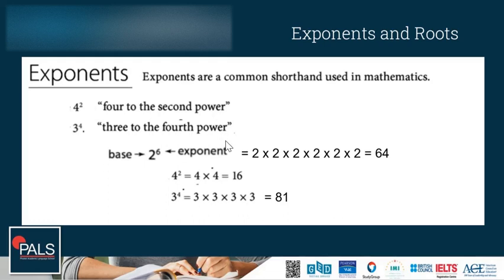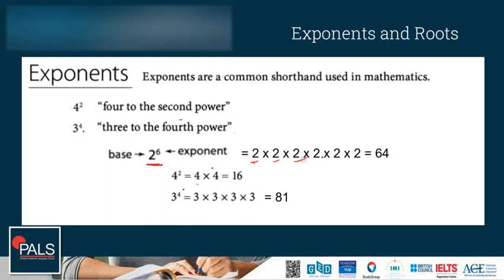Let's look at the basic parts of a term with exponents. The whole number is the base, and the small number, the superscript number, is the exponent. In a term like the one shown, the exponent tells how many times to multiply the base by itself. Look at this term, 2 to the 6th power. It has an exponent of 6. And again, the exponent tells how many times to multiply the base by itself. Since the exponent is 6, we are going to multiply 2 six times.